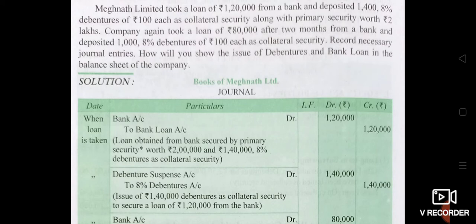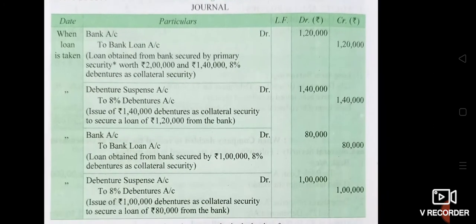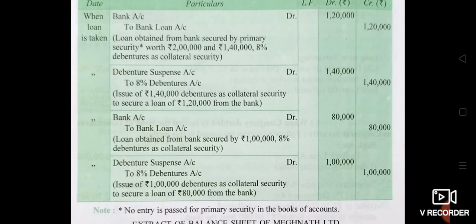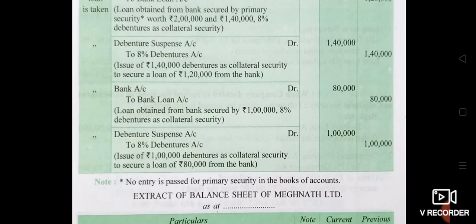Then the problem says the company took again a loan of rupees 80,000. So again the entry of loan will be as per the previous entry, that is bank account debit to bank loan account 80,000, loan taken. And the next entry will be for issue of debentures as collateral security. Here they have issued 1,000 debentures of rupees 100 each as collateral security. So again the entry: debenture suspense account debit to 8% debentures account 1 lakh. Okay, no entry will be passed for primary security in the books of account.